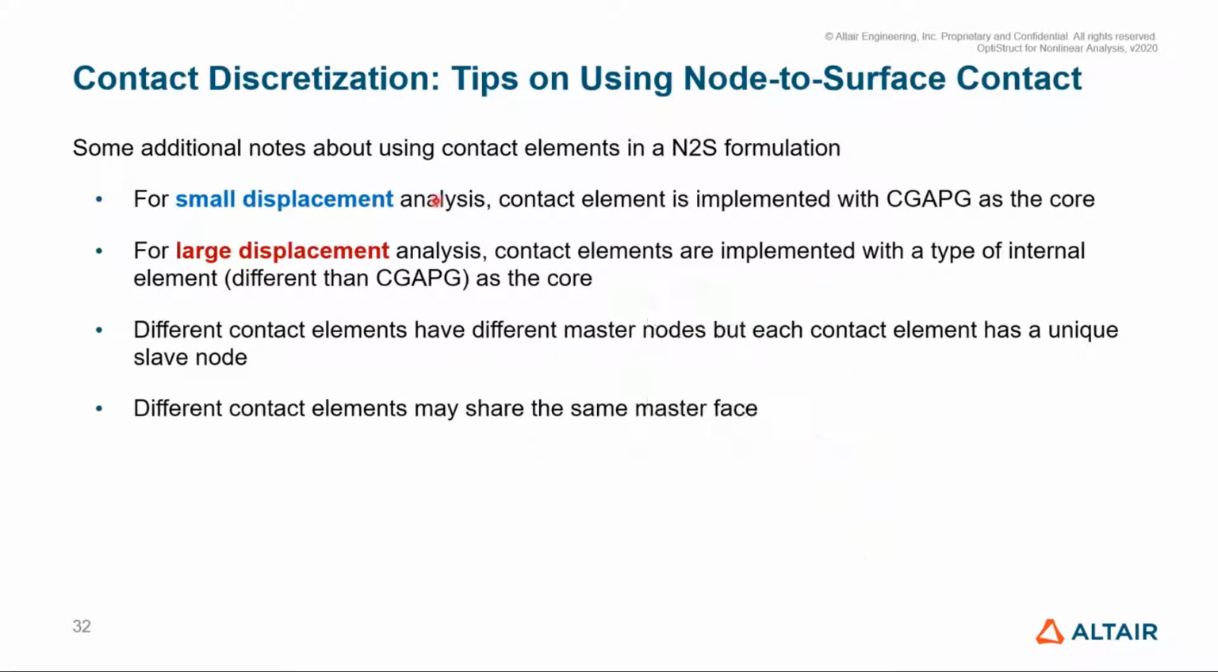This is just for your knowledge, you don't really have to pay too much attention to it. For small displacement, we convert the contact with a C gap. For large displacement, we use a different type of element that is different from C gap. It's just what's happening internally in the background, so you don't really need to care about this. Just know that contacts will work for both small displacement and large displacement as well.